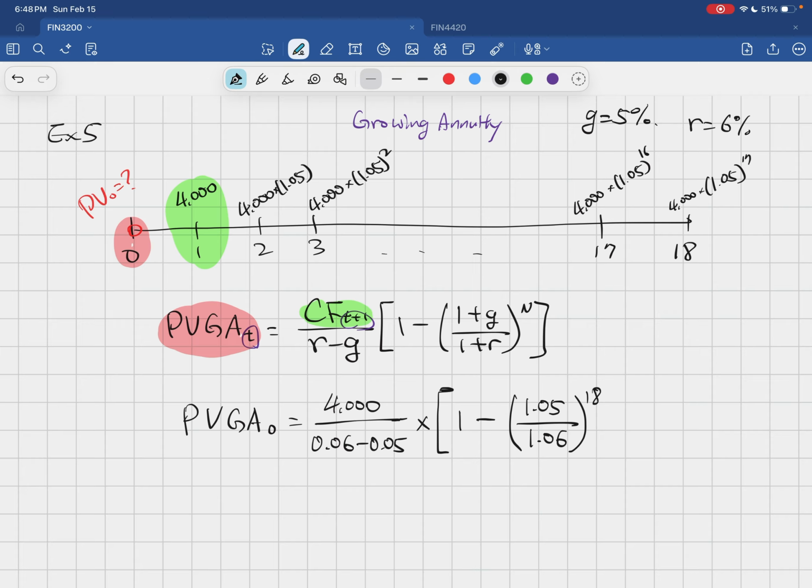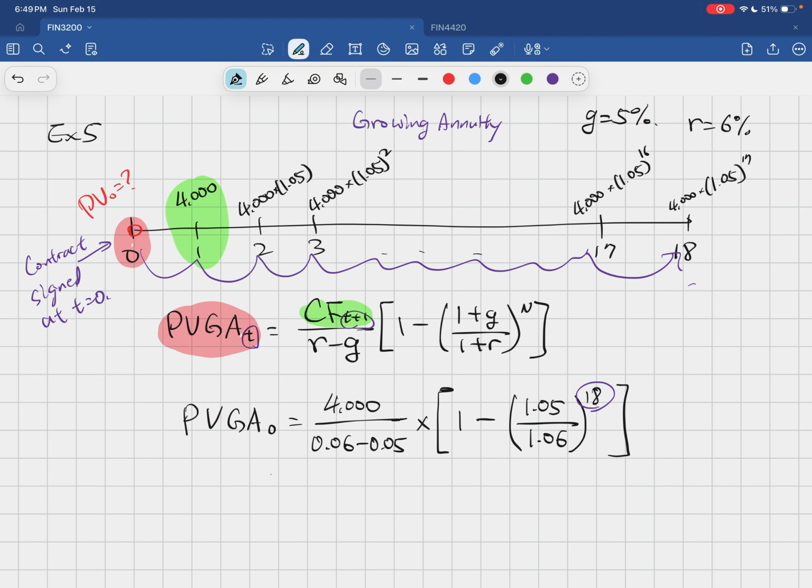Okay, so here's another important point. It's 18 because we have an 18-year growing annuity. This is an annuity whose contract was signed at time 0 and it goes on for 18 years. Okay, so if you plug the numbers in, you get $62,742.36.